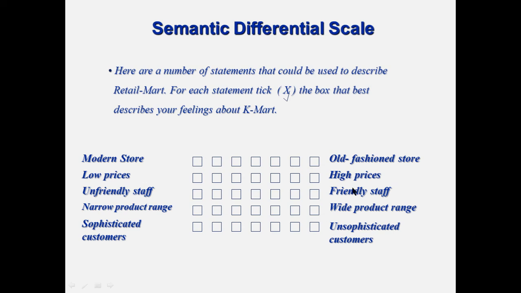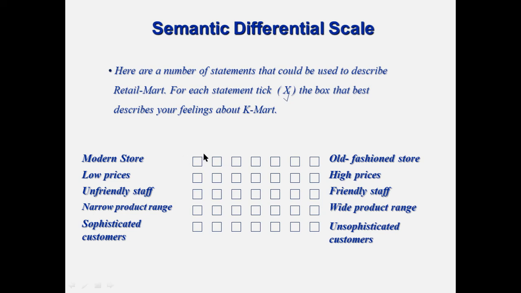So what happens when they answer all these questions? For example, I can tick here one, and then I can tick another here, low price. If it is modern, this will be 7. Old fashioned means 1. Low price means 7. High price means 1. Unfriendly means 1. Friendly means 7. So I'm reversing here. Based on the first word, you must know if it is a negative word, you give 1 here. For a positive word, you give 7. So you should know where to give 7.